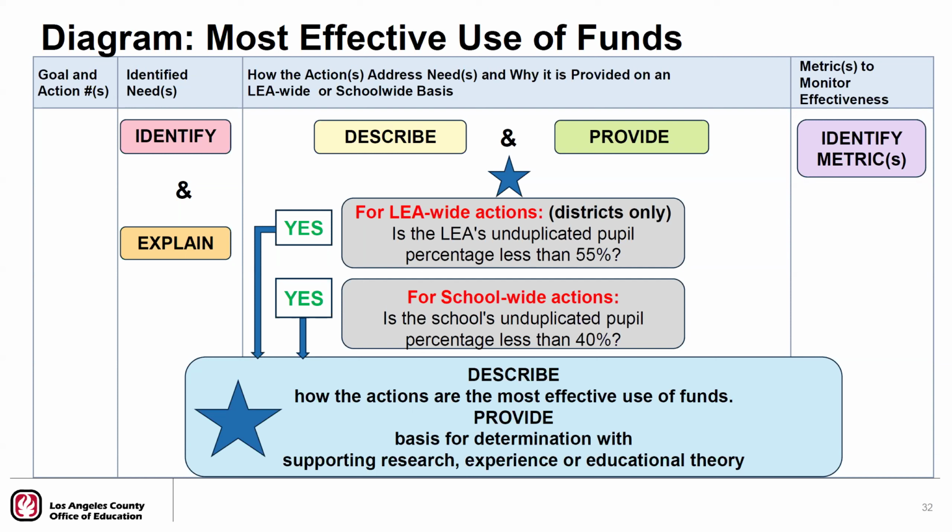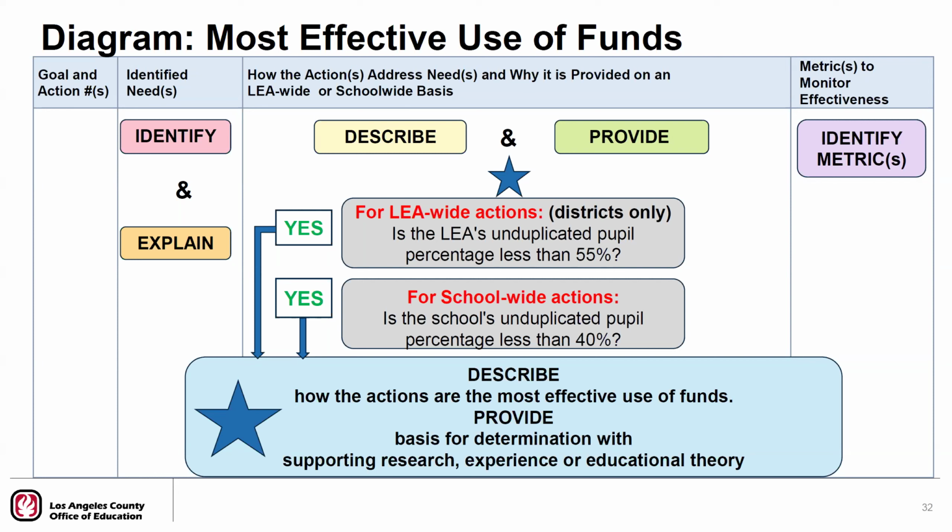As you can see in the first gray box right below the blue star, the small blue star, school districts and school districts only must ask themselves a couple of questions and decide on next steps in this column. For LEA-wide actions, if your school district's unduplicated pupil percentage is less than 55%, then you must include additional information. Describe how this action or actions are the most effective use of funds and provide a basis for this determination with supporting research, experience, or educational theory.